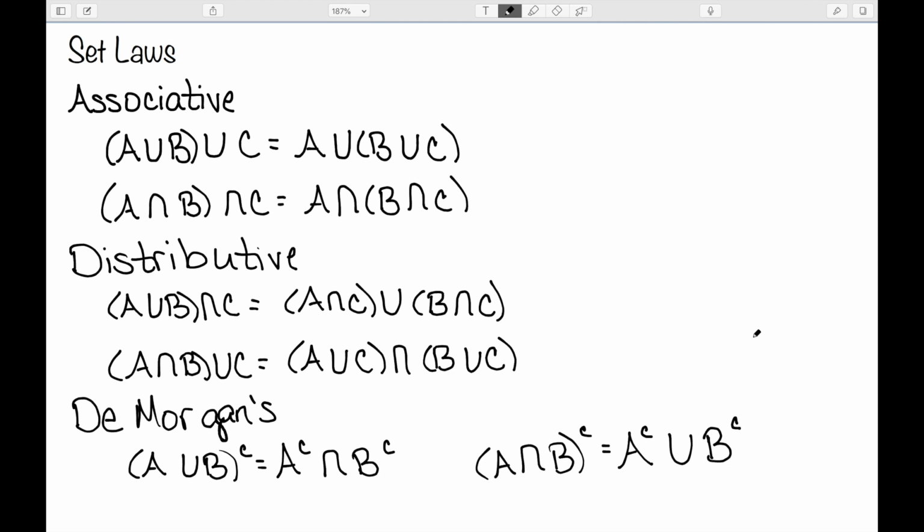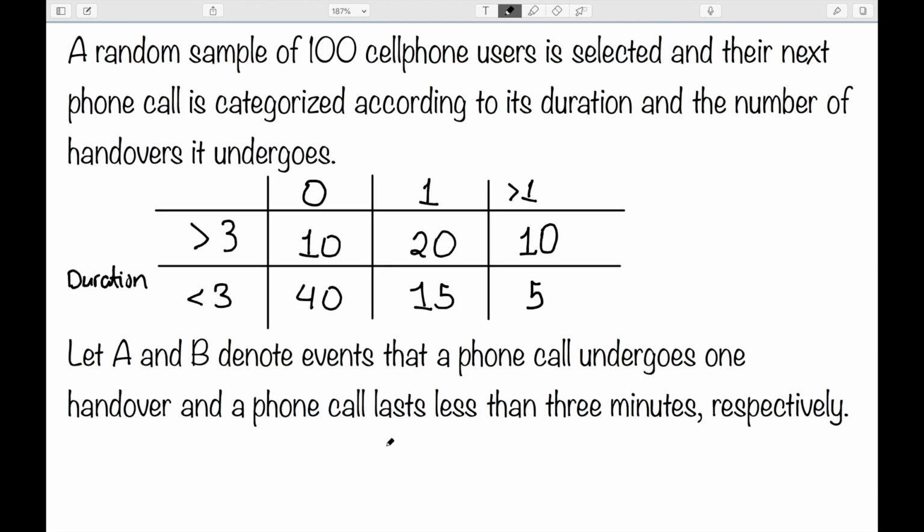Now that we have the idea of the set laws, let's look at some examples of actually using sets. Let's suppose we have a random sample of 100 cell phone users, and their next phone call is categorized according to its duration and the number of handovers it undergoes. So here I have a table. The top row tells me the number of handovers. The first column gives me an idea of the duration, and then I have the number that matches up with each of these.